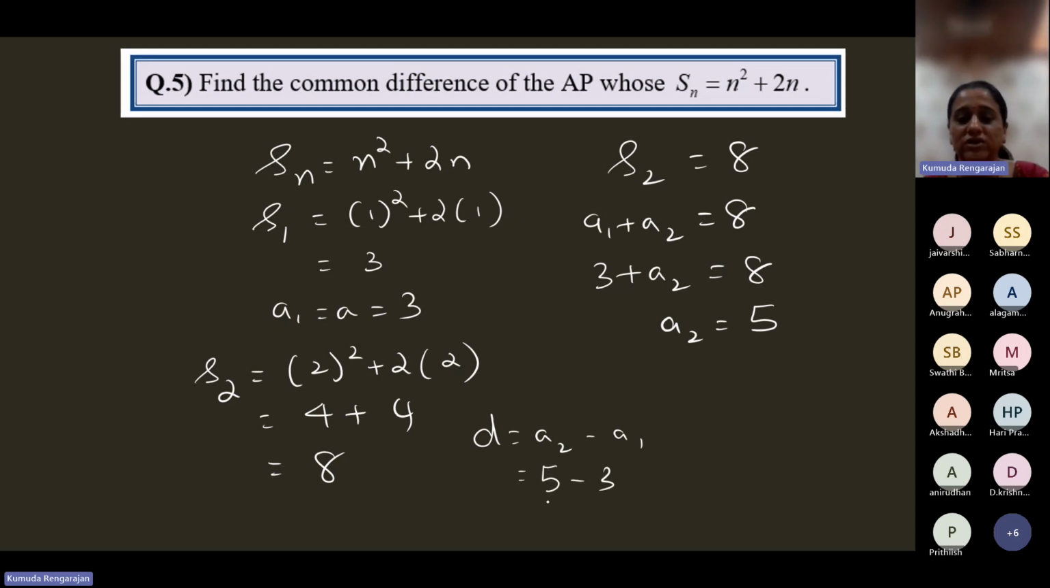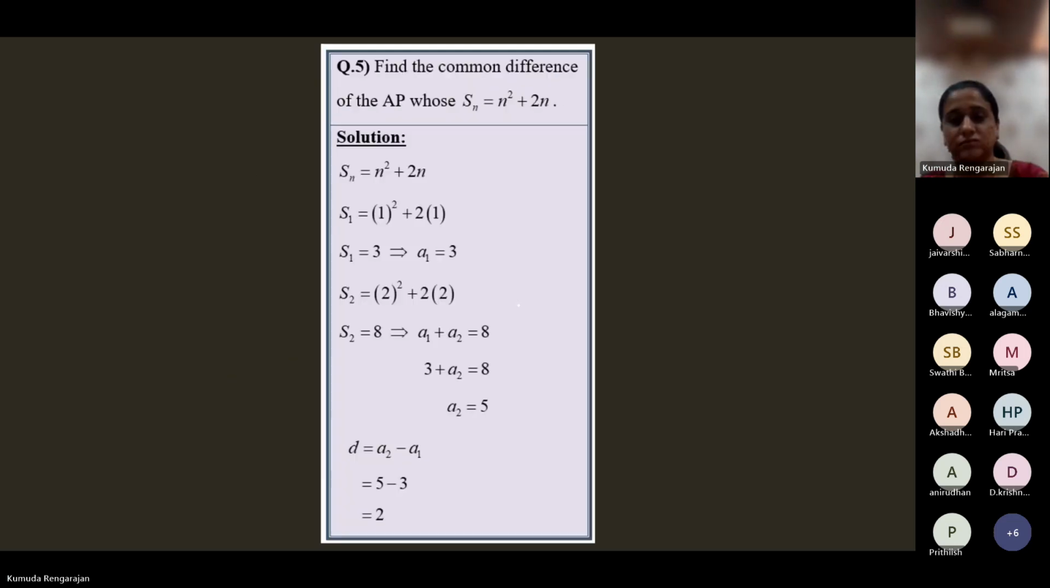As Bhavishya rightly mentioned, 5 minus 3, 2. Bhavya or Blessy? I don't know. Bhavishya or Blessy? You said 2, you're right. Bhavishya, I think. Okay. Is it okay, children? You should find S1, S2. From S2, you can find A2, and the common difference is A2 minus A1, 5 minus 3, 2.